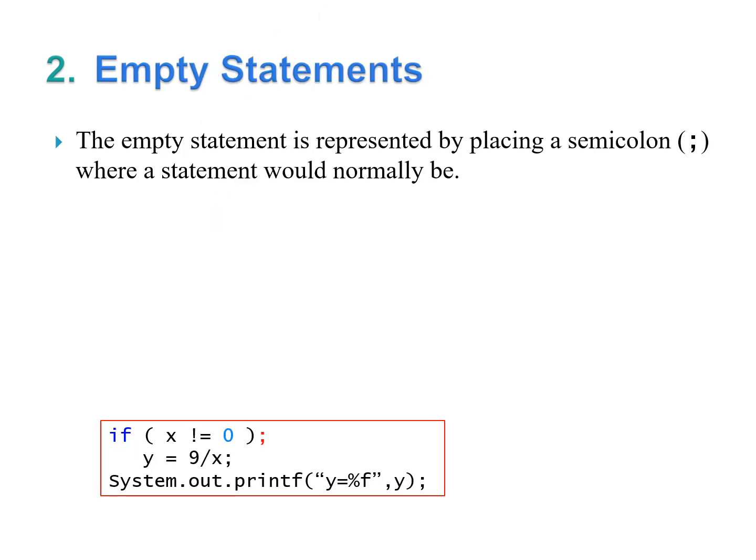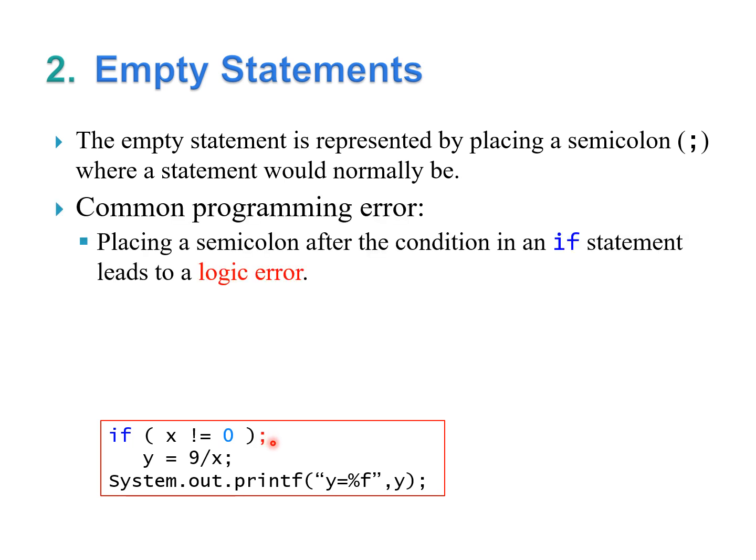Just as a block can be placed anywhere a single statement can be placed, it's also possible to have an empty statement, which is represented by placing a semicolon where a statement would normally be. One common programming error from unintended empty statements is when you place a semicolon after the condition in an if statement. This leads to a logic error.